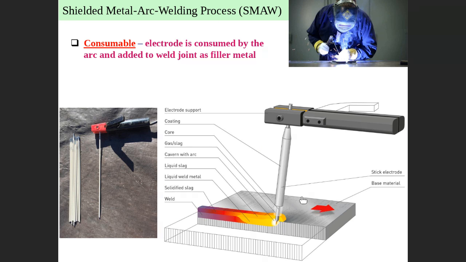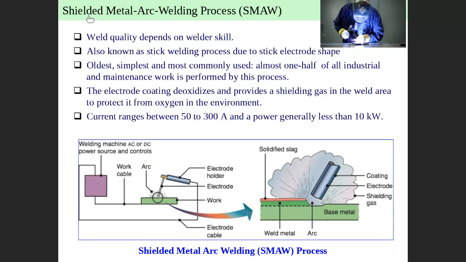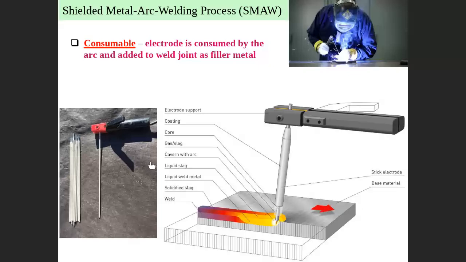This is a consumable electrode, as you can see here. Definitely, this is a holder, this is an electrode, and this is a workpiece material, as we described earlier. Start with shielded metal arc welding. First method: shielded metal arc welding, SMAW.